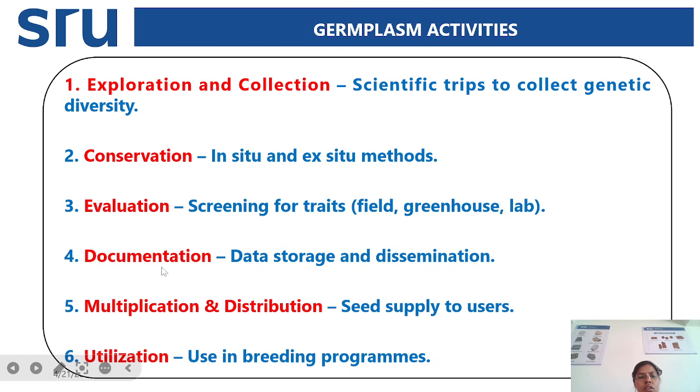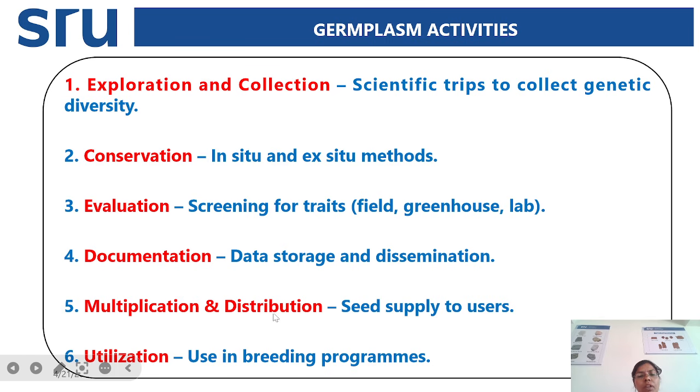Documentation is also called an information system. We gather the information about all the germplasm, about everything. We have to collect the data of the germplasm. That is documentation. After documentation comes multiplication and distribution. Here, whatever germplasm we obtain, we have to multiply and distribute to the users based on their need. And then next is utilization.